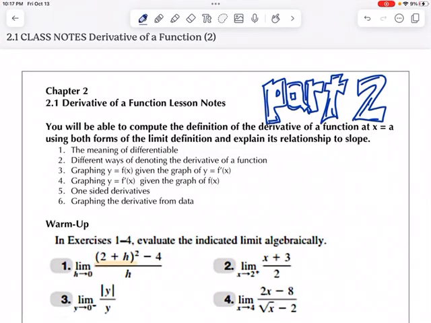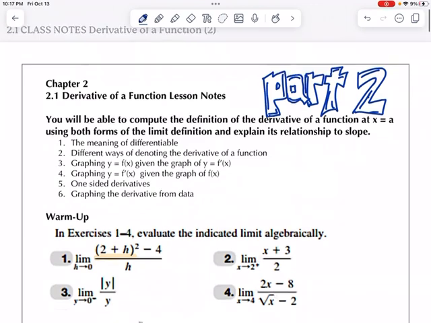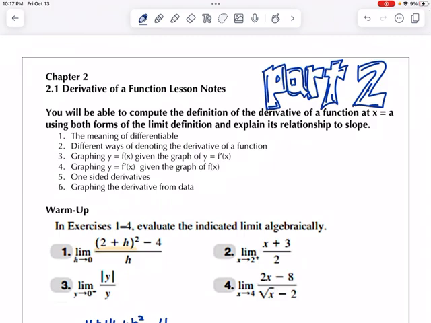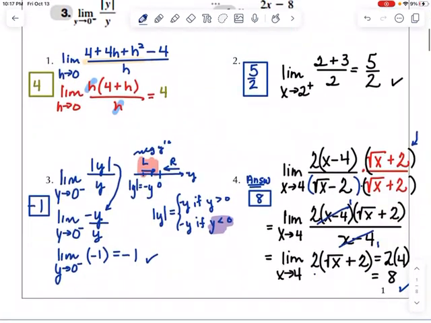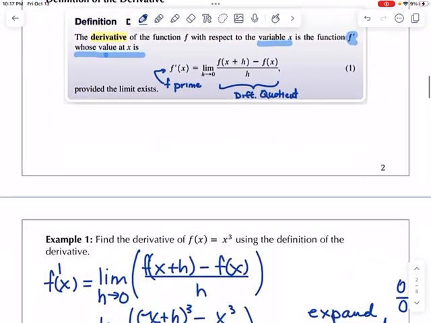Okay, Calc kids, we are here again for 2.1 derivative of a function lesson notes part 2. And again, we are looking at these several things where we want to look at the graph of y is equal to f of x given the graph of y is equal to f prime, and then we want to switch it around and graph f prime of x given the graph of f of x. We're going to talk about one-sided derivatives and graphing the derivative from data. So let's scroll down to where we left off.